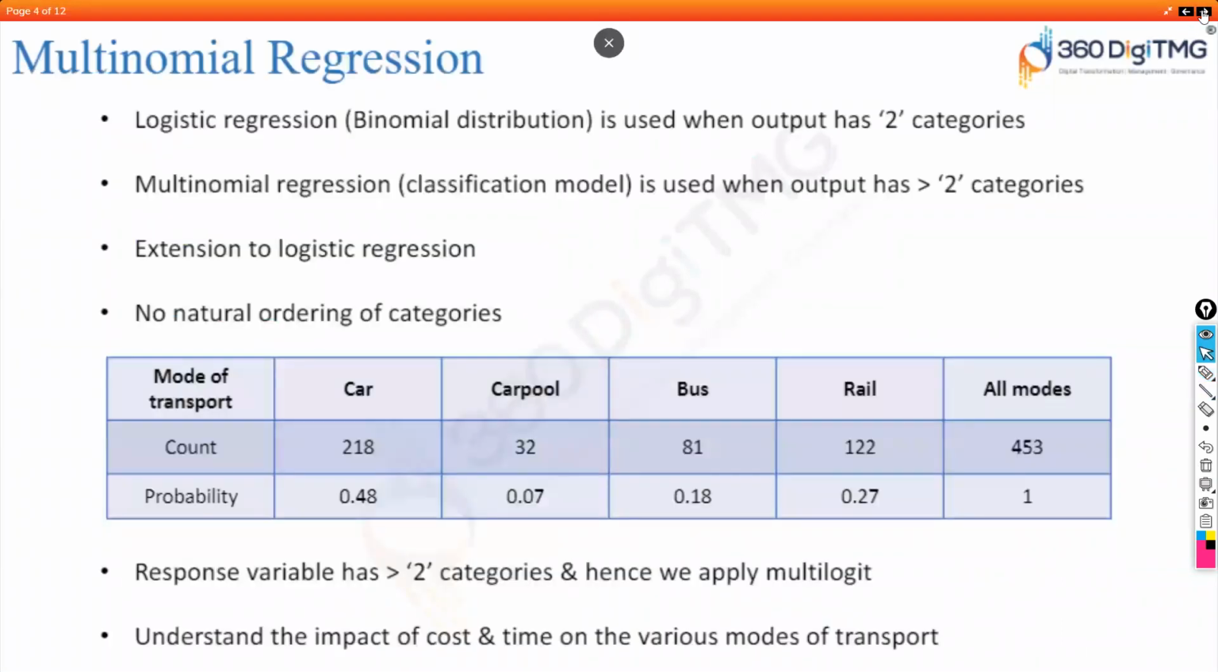So if you have an output variable which has 2 categories, then it is binary, meaning 2. Whether an employee will churn or not, whether the customer will churn or not, will a person purchase a specific product or not, will a person claim an insurance policy or not. These are all binomial distributions. Binomial distribution is used when output has 2 categories.